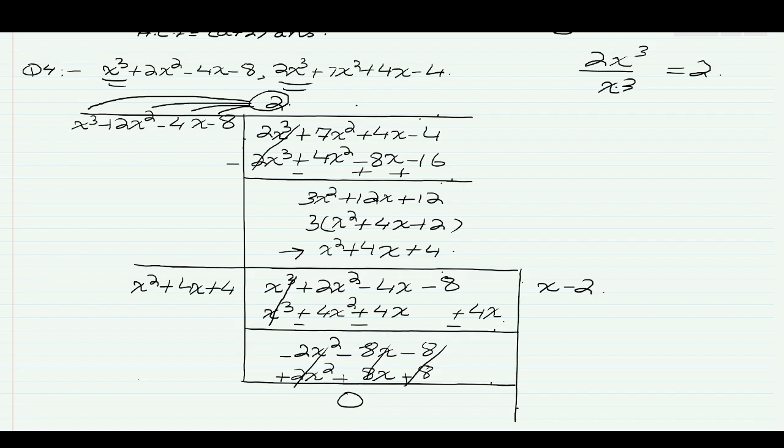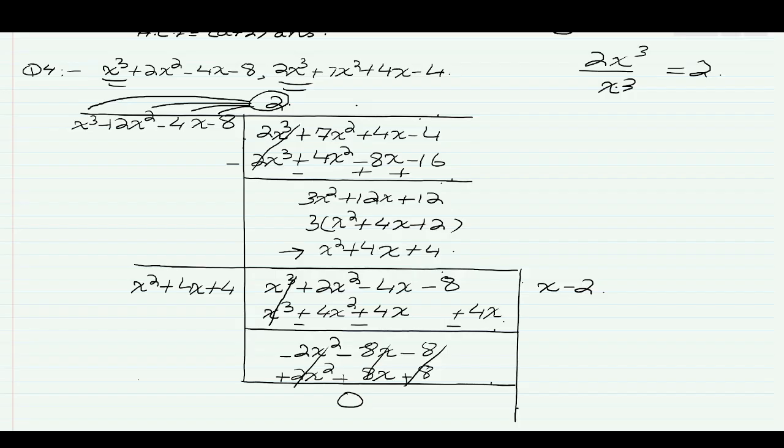Now the sign will be changed. So 2x cube and 2x cube will cancel each other out. Plus minus results in minus, but the sign will be changed, so it will be positive. So we will have 3x square and then plus 12x plus 12. So still our power is now smaller.